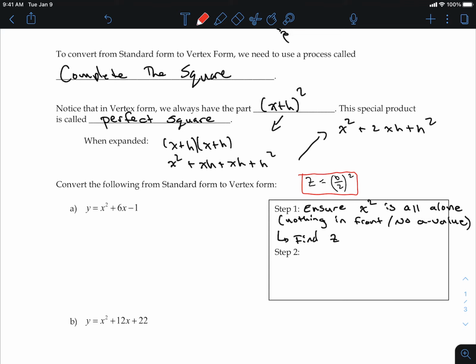Okay, step 2. So let's find Z. Z we said was equal to B. Where's B? What is B? Did I just make B up? 6. It's 6. It's the B value from the equation, 6. So we're going to divide 6 by 2, and then I'm going to square it.